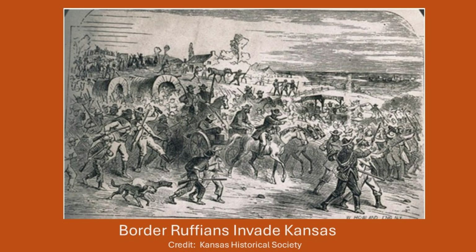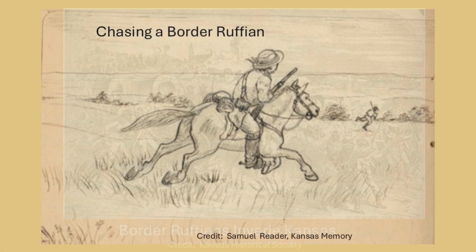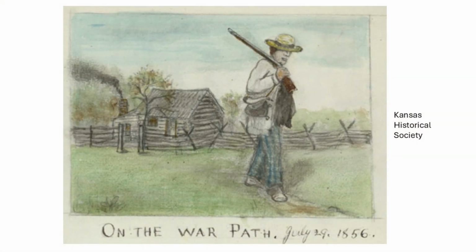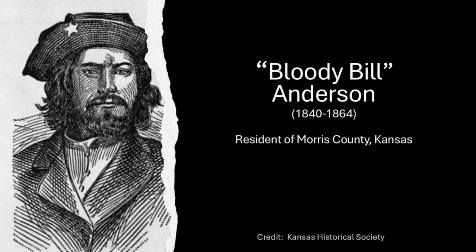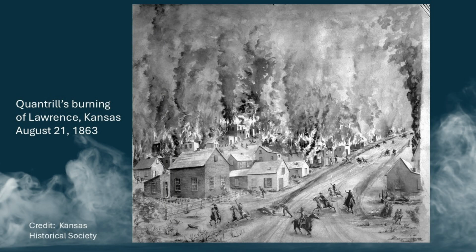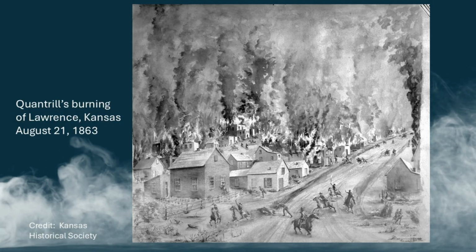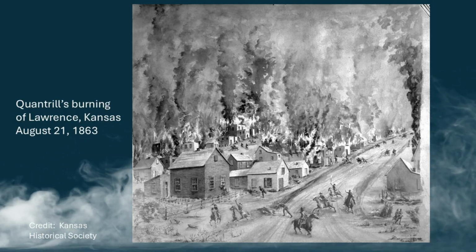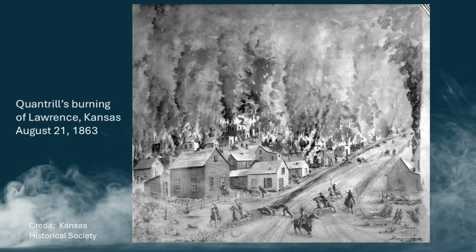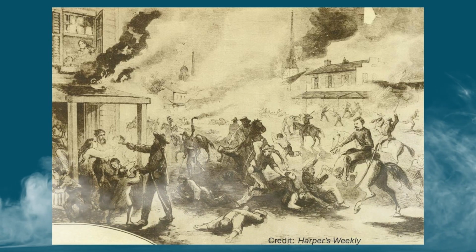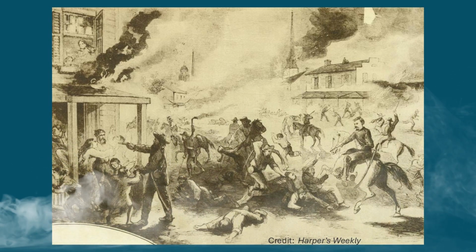Border ruffians from Missouri and jayhawkers from abolitionist settlements would attack each other's communities along the border for much of the next decade. Bloody Bill Anderson, a Southern sympathizer, operated freely in Morris County near Council Grove. One extreme act of violence occurred in August 1863 when the Confederate guerrilla William Quantrell led a band of 450 raiders into Lawrence. They plundered and torched the town and murdered 150 to 200 men and boys.